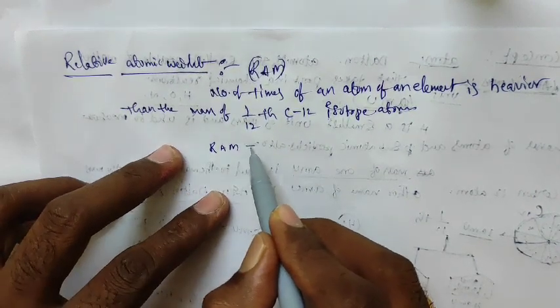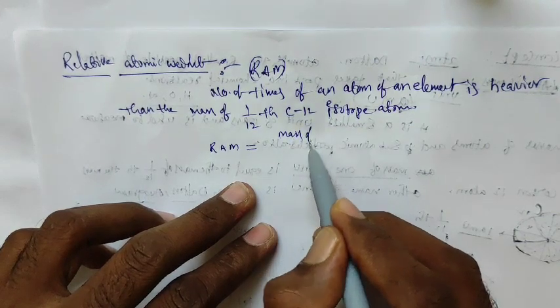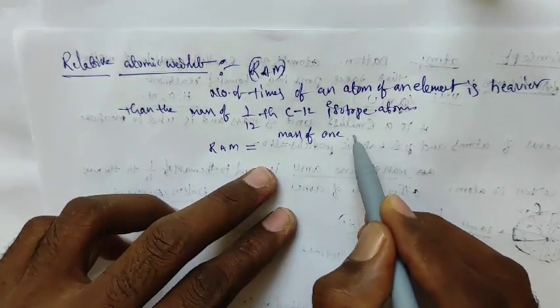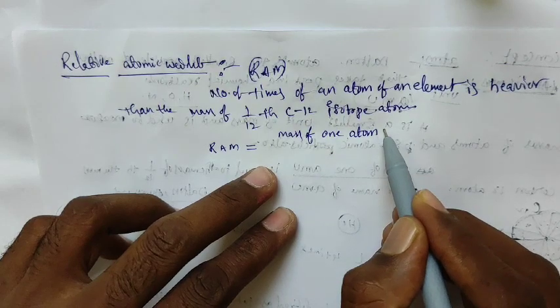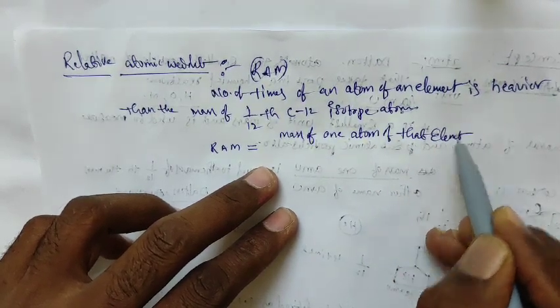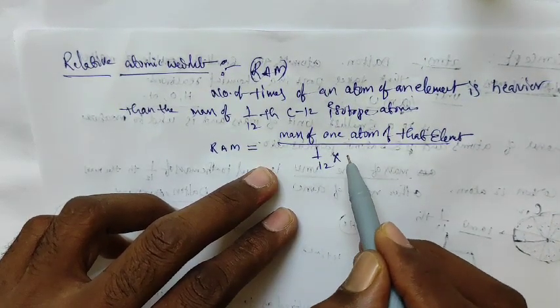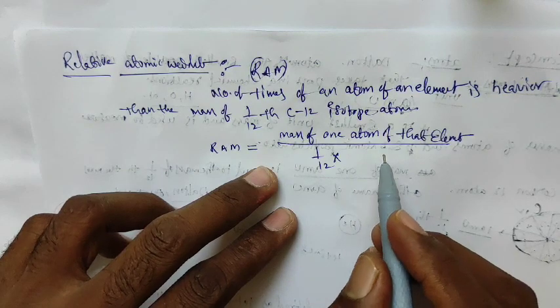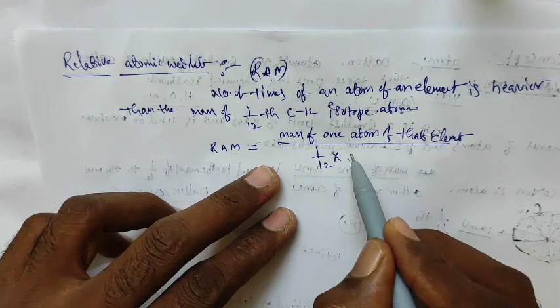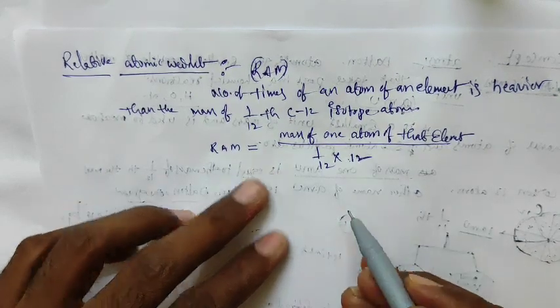Relative atomic mass is equal to the mass of one atom of that element divided by 1/12 into the mass of a carbon-12 atom. Mass of carbon-12 means 12 only.